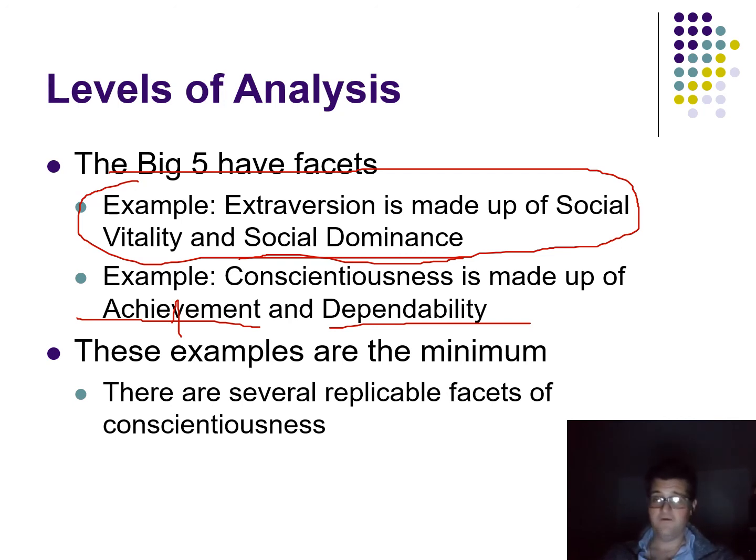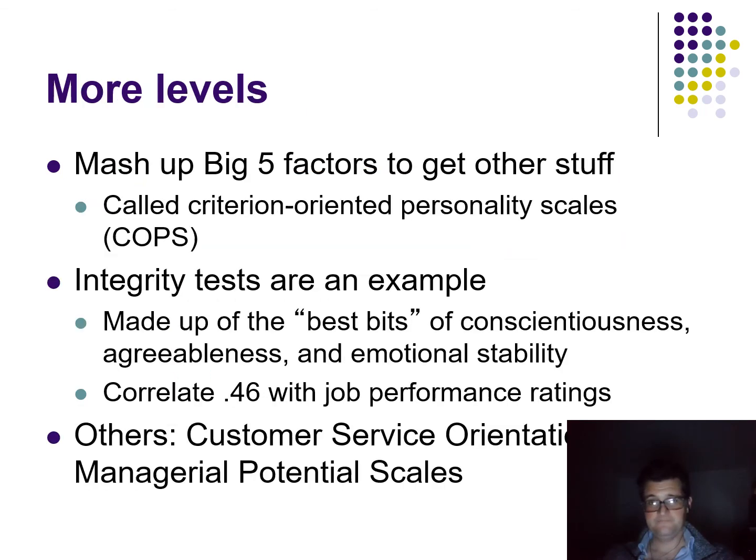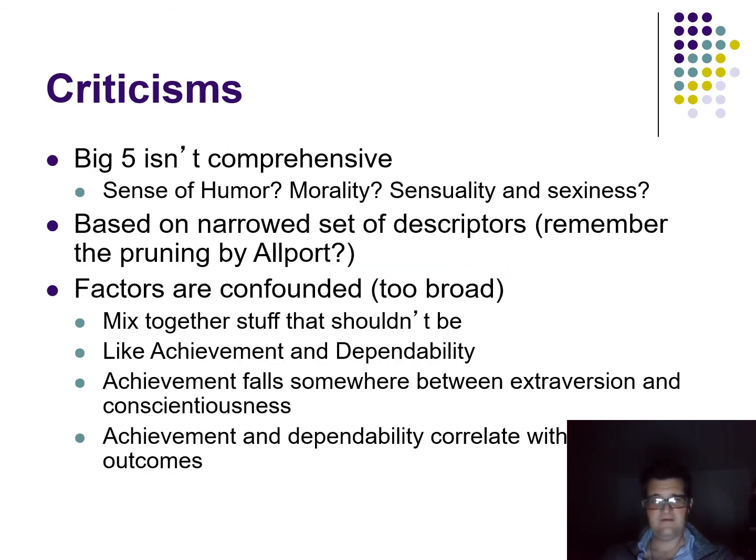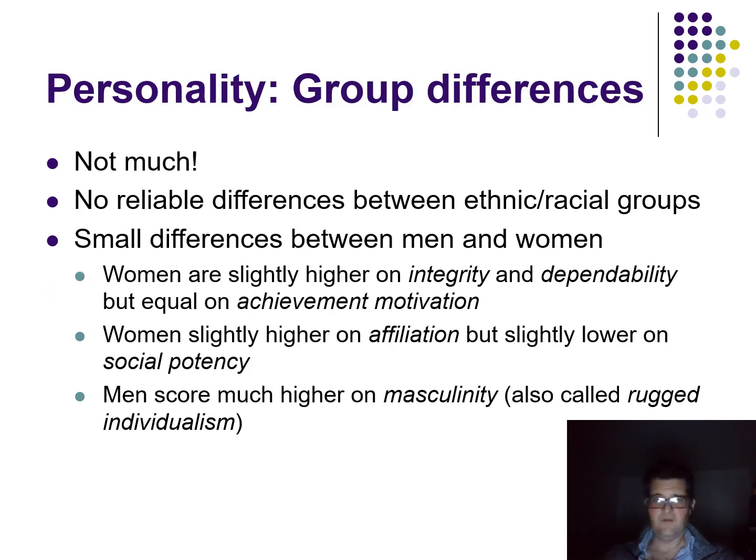Typically more, although there are always two that are highly prominent. And so, especially with conscientiousness, there are several highly replicable facets of conscientiousness, and those facets may do a better job in some cases of predicting outcomes than the mishmashed higher-level one. I'm not going to worry about that.